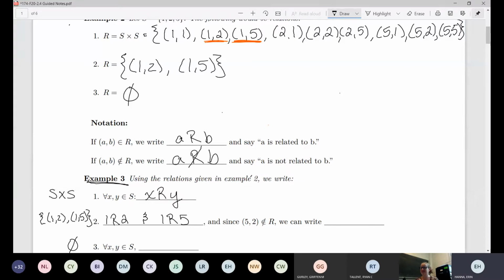So we could say 1 is related to 2 and 1 is related to 5. But since 5 comma 2 is not in that relation, it's not in this set that we're talking about, since that point, if you will, isn't in that set, then 5 is not related to 2. And there's a lot of other things that aren't related as well, but that's one of the options. 5 comma 2 is not in that relation, so we would say 5 is not related to 2.